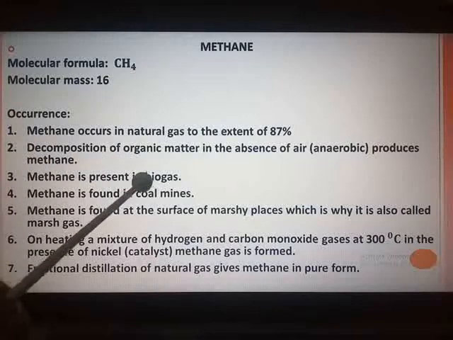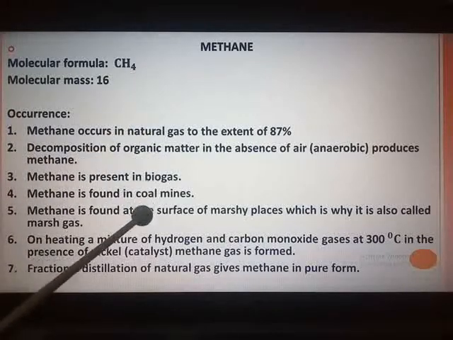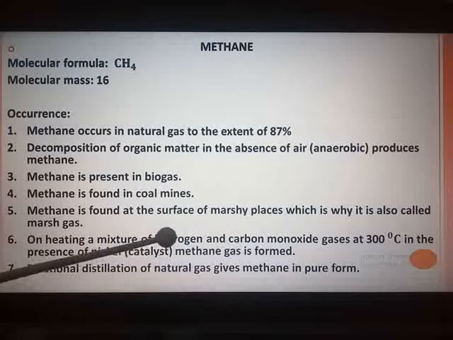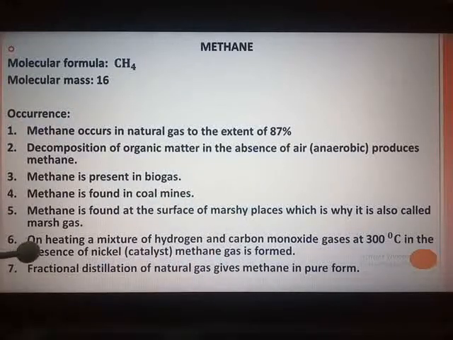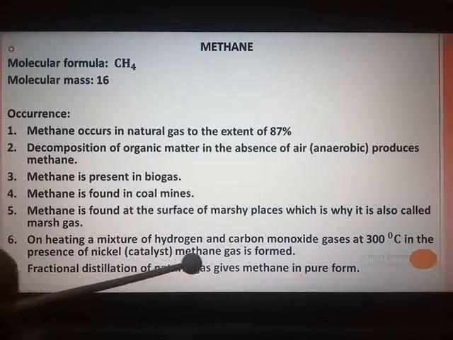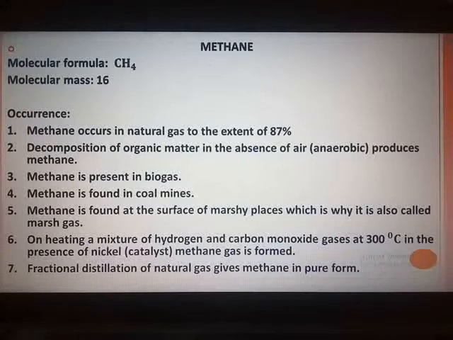It is present in the biogas, coal mines, found at the surface of marshy places. Hence it is also known as marsh gas. It is one of the important components of biogas. On heating a mixture of hydrogen and carbon monoxide gases at 300 degrees Celsius in the presence of nickel as the catalyst, methane gas is formed. Also, fractional distillation of natural gas gives methane in its purest form. Now 7 places of occurrence are given for methane. 3 to 4 only you prepare for your exam.